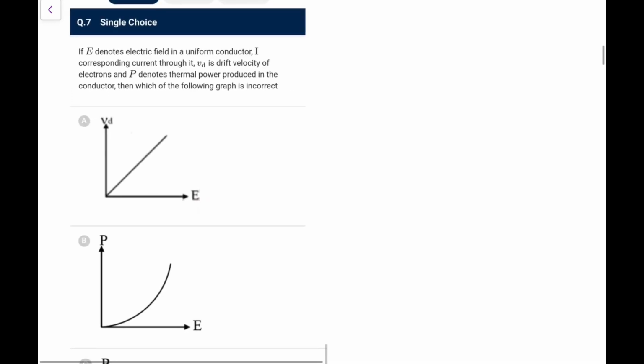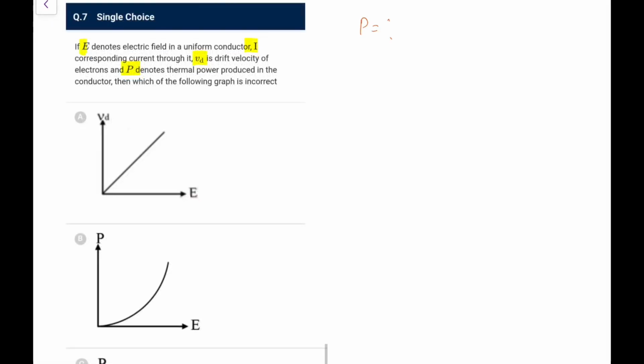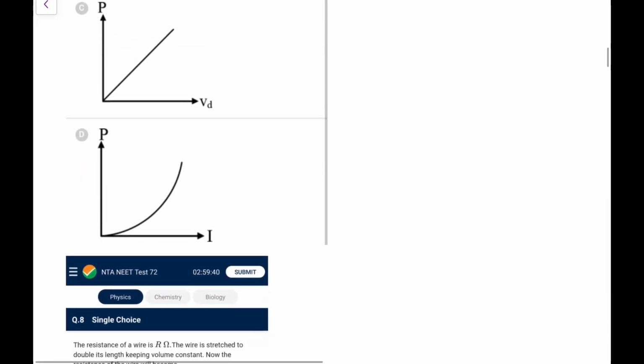Next one. If E denotes electric field in a uniform conductor, I is the current, Vd is the drift velocity, P denotes the thermal power generated, which of the following graphs is correct? Now you remember this power expression is V square by R. And you know resistance is fixed, so power would be proportional to V square. And V you typically write as E times L, for a uniform conductor. So this P is definitely going to be proportional to E square. That's the first thing I can make out. So the P versus E graph would be a parabolic one. So this option B seems to be the appropriate one for us. So definitely we'll go for option B. That is what I can directly make out.